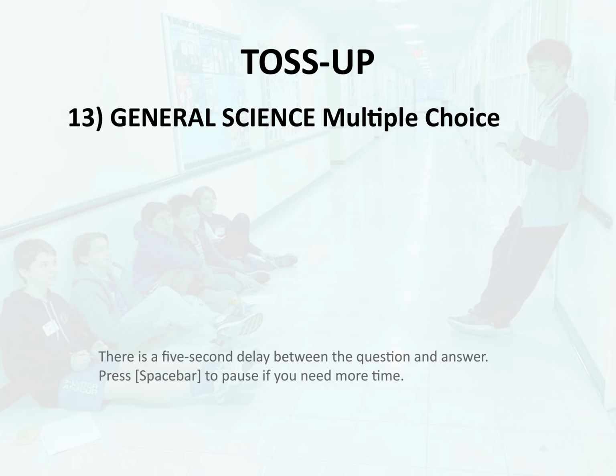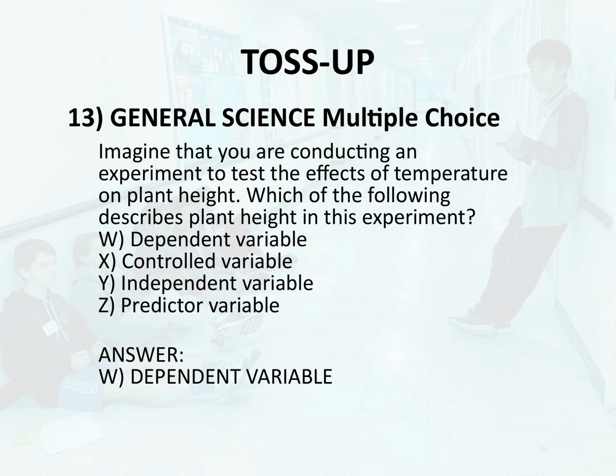Toss-up 13. General science. Multiple choice. Imagine that you are conducting an experiment to test the effects of temperature on plant height. Which of the following describes plant height in this experiment? W. Dependent variable, X. Controlled variable. Y. Independent variable. Z. Predictor variable. Answer. W. Dependent variable.